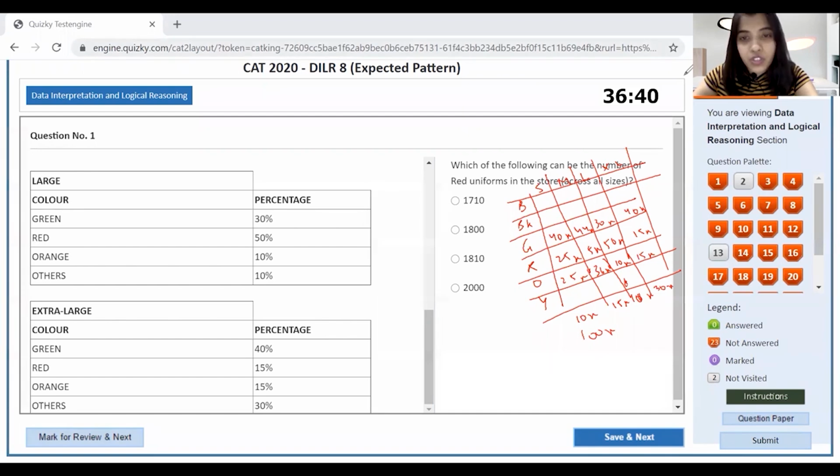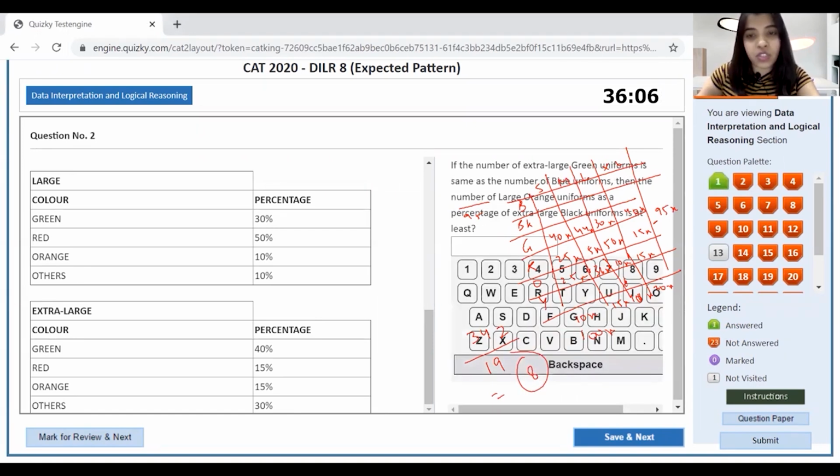Fine. So the first question is asking us, what can be the number of red uniforms in the stores across all sizes? Red uniforms, what is the total? 25, 5, 30, 30, 50, 80, 95x. Now it's asking us what can be, so this has to be a multiple of 95, right? So let's divide the first one by 95. 1710 by 95: 5 3s are 15, 4s are 20, 9s are 45, 19, 8s are. So the first is our answer, guys. We don't need to look further at the rest of the options.